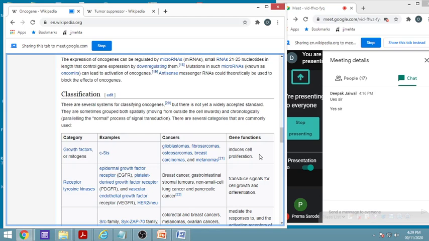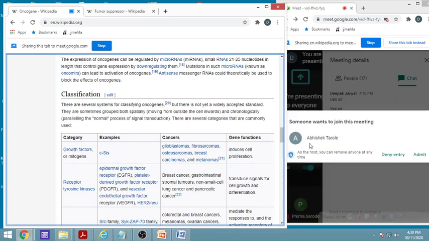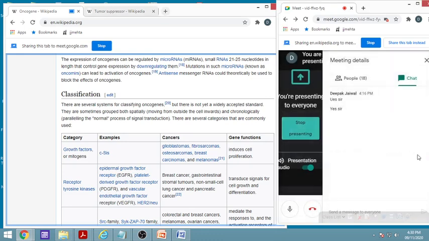So this is space wise, from one area to another: outside the cell, or on the receptors present on the cell membrane, then inside the cytoplasm, or the organelles present in it, then the nucleus and various parts. This is space wise. Then chronologically, that is paralleling the normal process of cell signal transduction, one step after another, what happens next and next. So these are various categories which are commonly used.